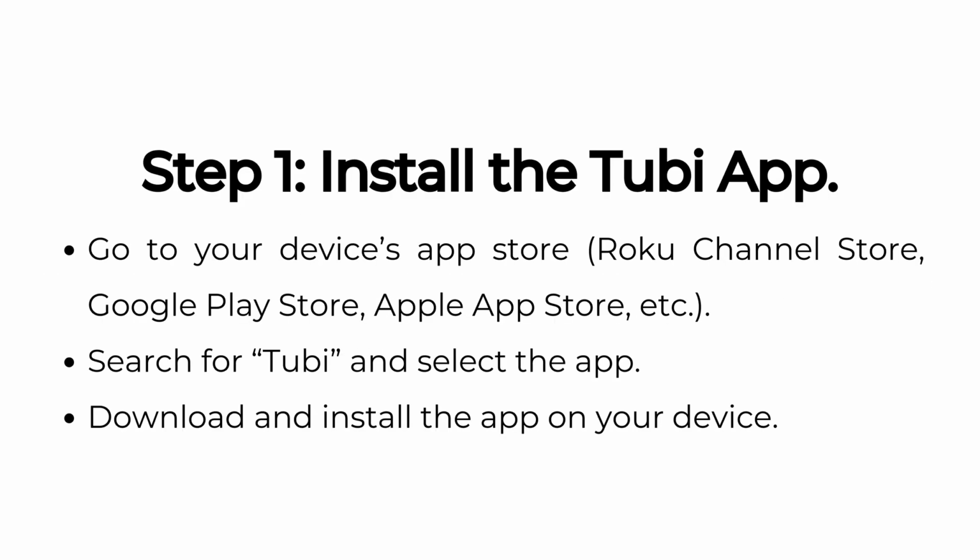Step 1. Install the Tubi app. Go to your device's App Store, Roku Channel Store, Google Play Store, Apple App Store, etc. Search for Tubi and select the app. Download and install the app on your device.